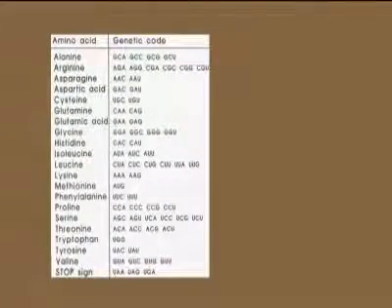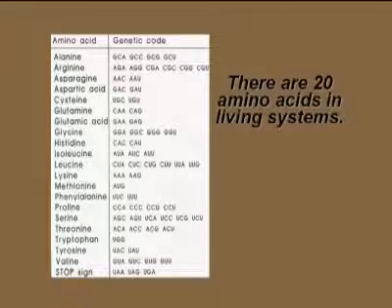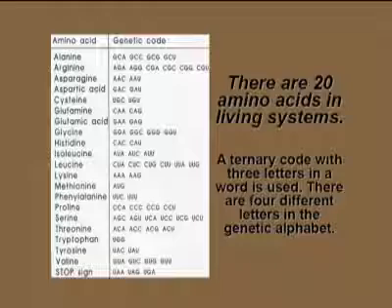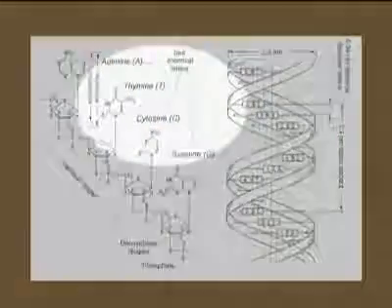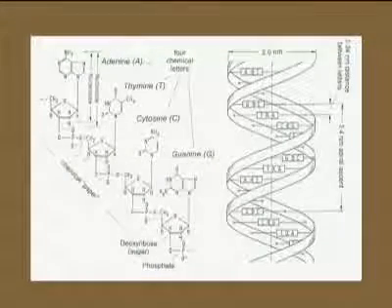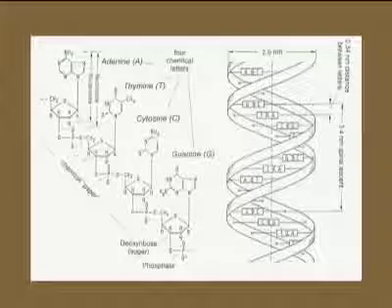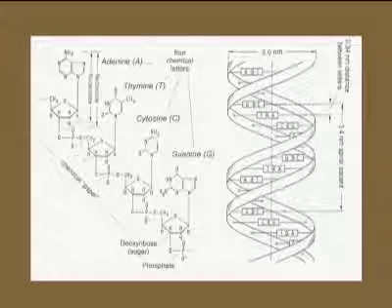On this picture you see the 20 amino acids and the genetic code. One word has 3 genetic letters. It is a ternary code with 3 letters in a word. There are 4 different letters in the genetic alphabet. You see here the chemical formulas of the 4 letters, and once again the DNA molecule. In the DNA molecule we find the highest density of information.